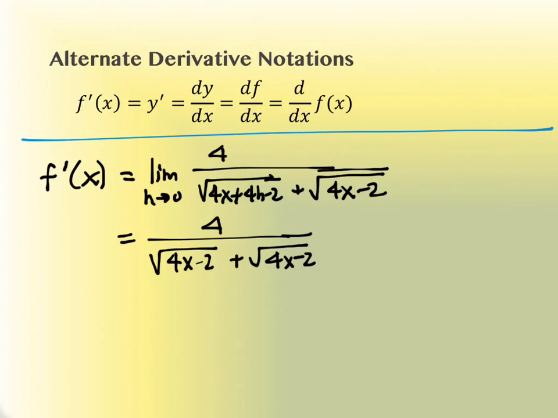That's 2 of them, right? Yeah, so we can add those together. They look exactly the same. And so I can actually write this as 4 over 2 square root of 4x minus 2. There's one more thing I can do.